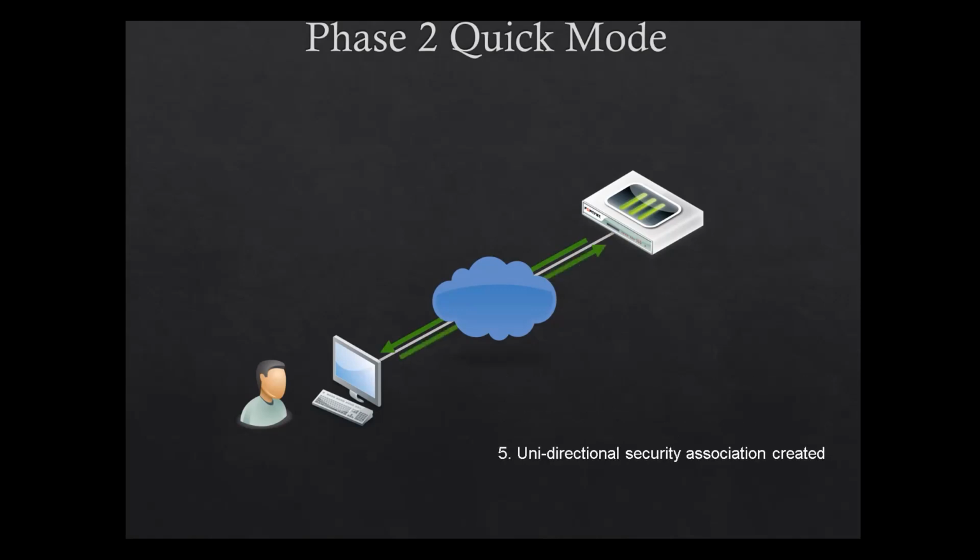Unidirectional security association created, right? Remember, the first one is the bigger tunnel. Once that is done, then phase 2 is all about creating the two smaller tunnels, sending traffic, receiving traffic.